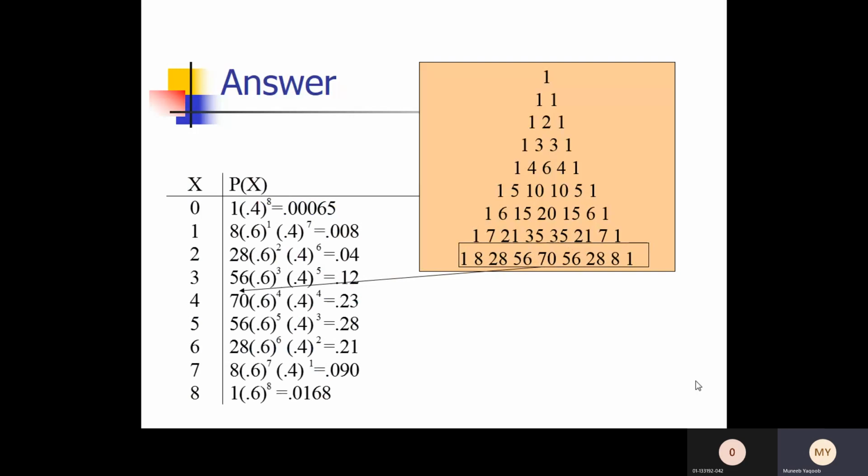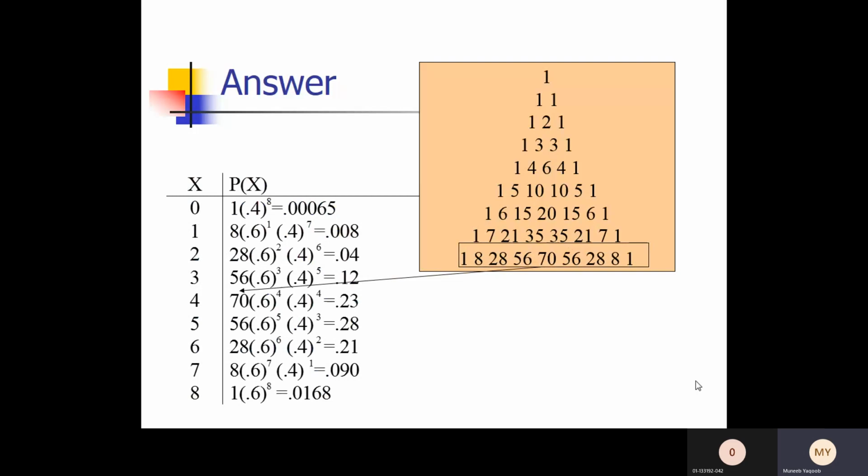So for this problem, you can easily compute the probabilities of x equals 0 to x equals 8, because there were 8 persons examined, and out of the 8 people, we were to calculate the probability of x less than 2 or the probability of x greater than 5. For the probability of x less than 2, we can add the first two probabilities, that is 0.00065 and 0.008. And for the probability of x greater than 5, the probability is 0.21 plus 0.090 plus 0.0168.